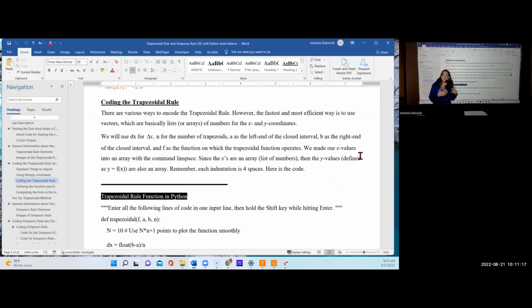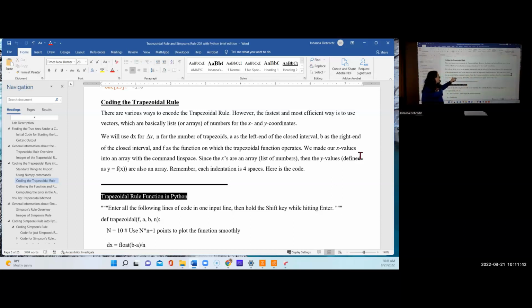We're again going to follow the notation that we use in calculus. We're going to use A for the left endpoint of the closed interval. That will be the lower limit of integration. We're going to use B as the right endpoint of the closed interval. That would be the upper limit of integration. We'll use F as the name of the function. That's the integrand. That's the function on which the trapezoidal rule is operating.